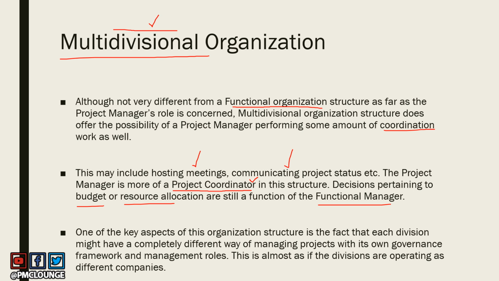And each division is going to have its own governance framework, compliances, management roles, and stuff like that. So each division is basically working as a different company. It is as good as that. So in one division, you could be a project expediter, but in another division, the project manager could be a project coordinator. In some other division, the project manager's role could be drastically different. So that is a multi-divisional organization structure for you.